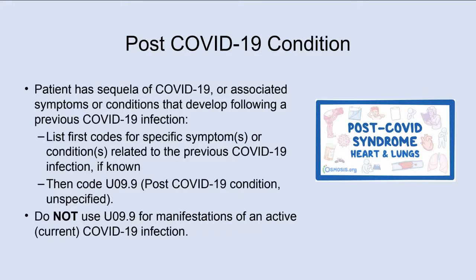Okay, so the patient has a sequelae of COVID-19 or associated symptoms or condition that develop after COVID-19 infection. So this is what happens. Let's first code the specific symptoms or conditions related to the previous COVID-19 infection, if known, and then code U09.9. Don't use U09.9 to indicate a current COVID infection.